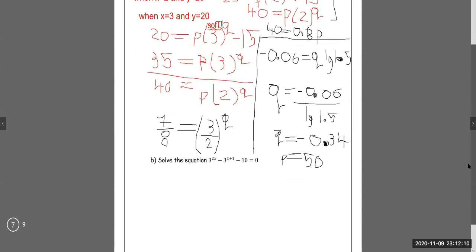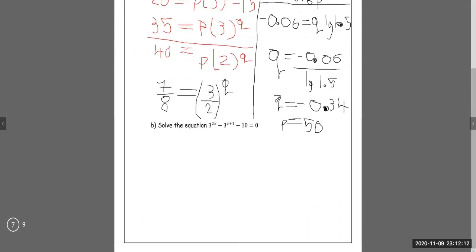Alright, now let's tackle this one. This looks a little bit different. It says 3 to the 2x minus 3 to the x plus 1 minus 10 equals 0. What's coming to your mind? So we do the same thing that we did for the last one, which is split up the 3 to the x plus 1. Absolutely. Sir, this is going to give a quadratic equation. I remember this question. Beautiful.